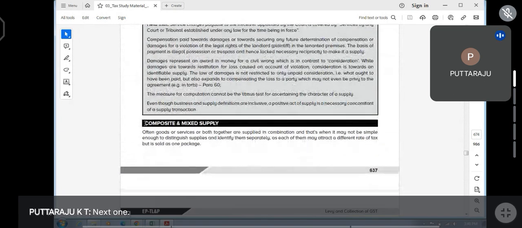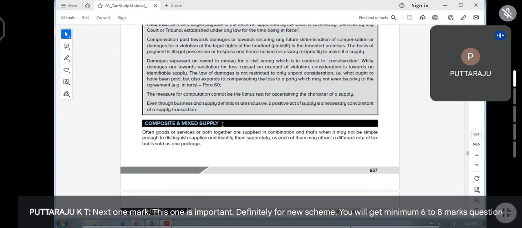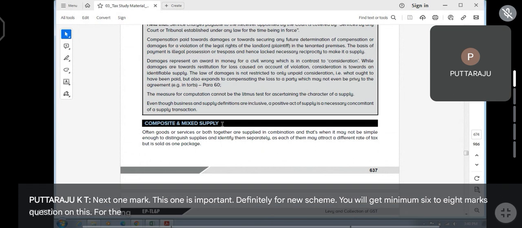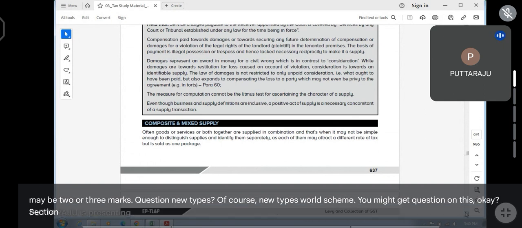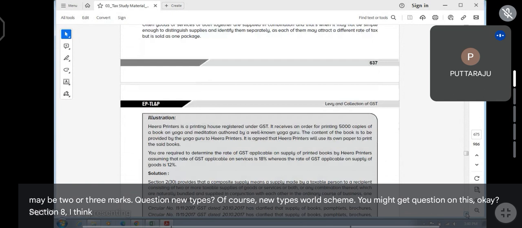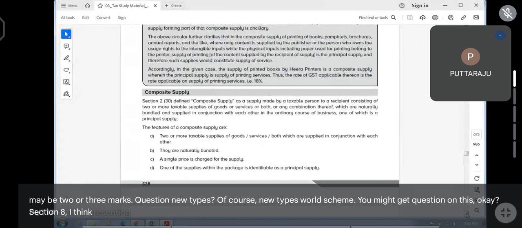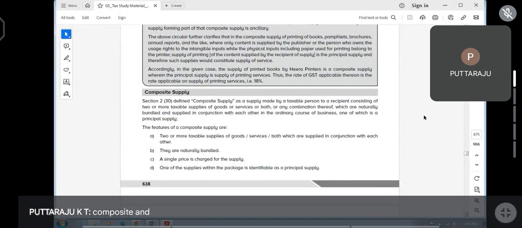Next one. Mark this one as important. Definitely for the new scheme, you will get a minimum 6 to 8 marks question on this. For the old scheme, a minimum of 1 or 2 marks of questions you will get. New scheme, old scheme, maybe 2 or 3 marks question. New types, of course, you might get a question on this. Section 8, I think. Composite and mixed supply.